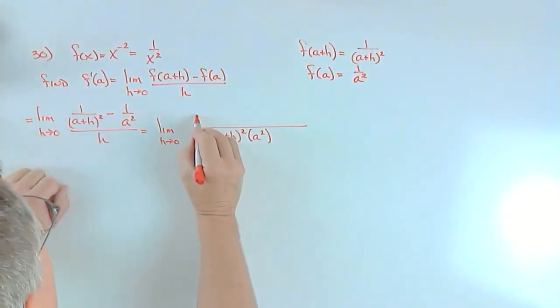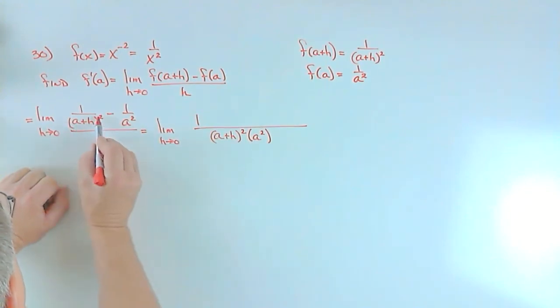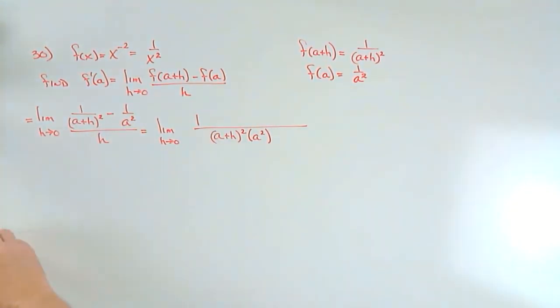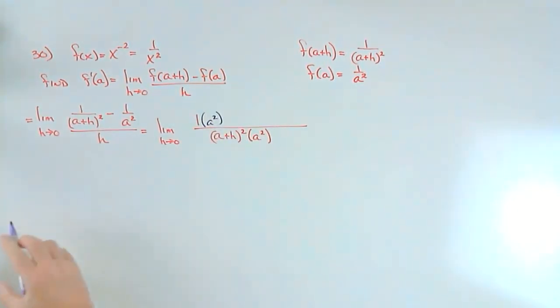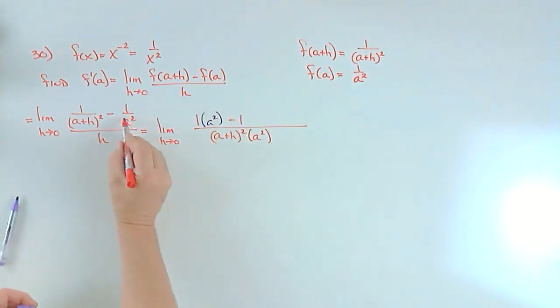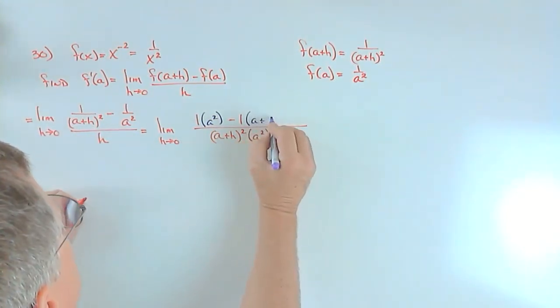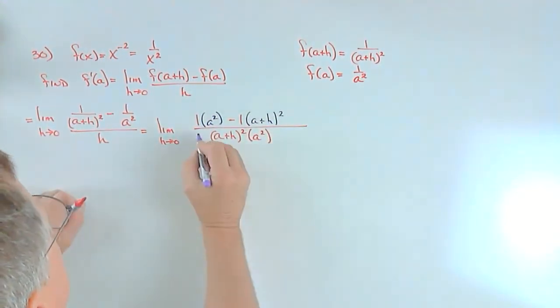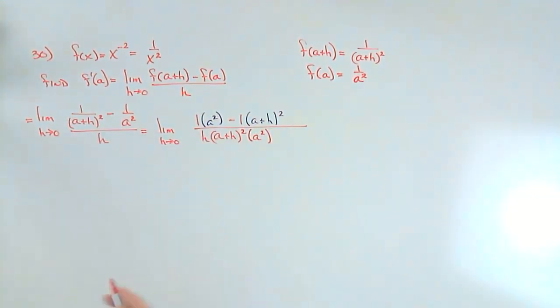On the top, I have a 1. What am I missing here? Well, I don't have an a squared. I have an a plus h squared, but I don't have a factor of a squared. So I'm going to multiply that by a squared minus, here I have a 1. What am I missing? Well, I have an a squared. What I'm missing is my a plus h squared. So I'm going to put that here. Now, we know from previous problems, this h actually goes right there.